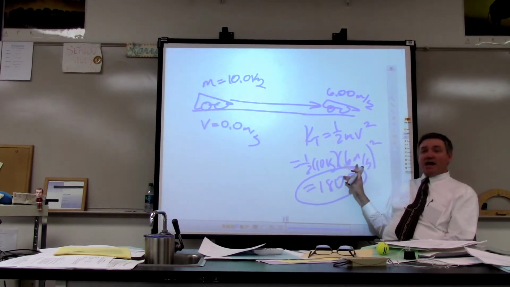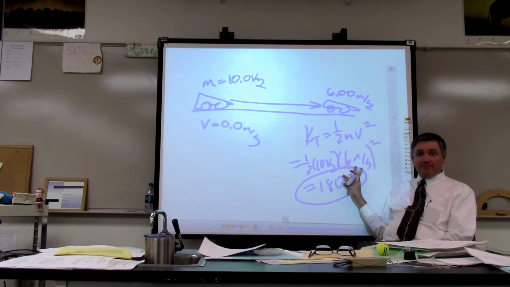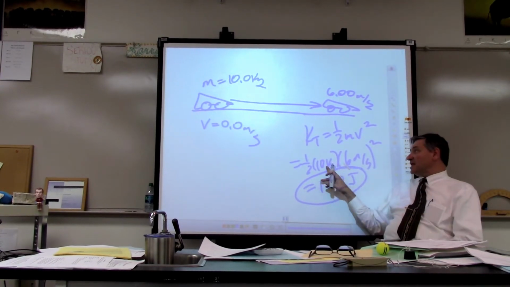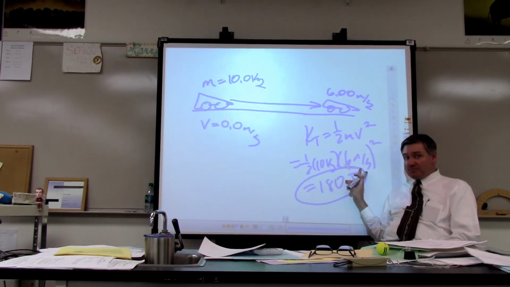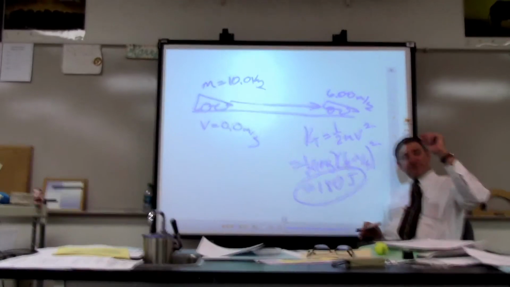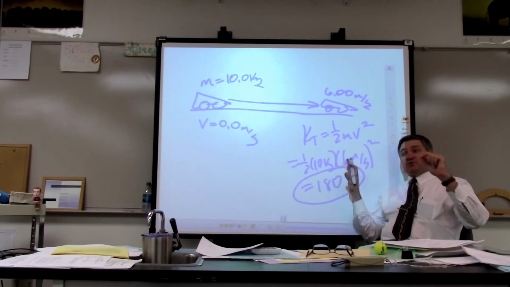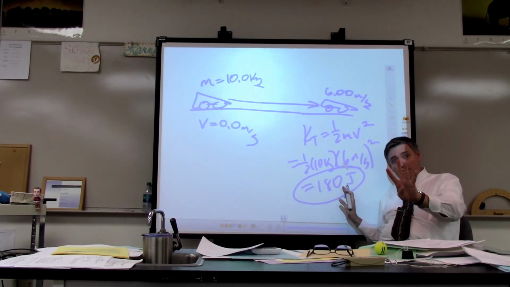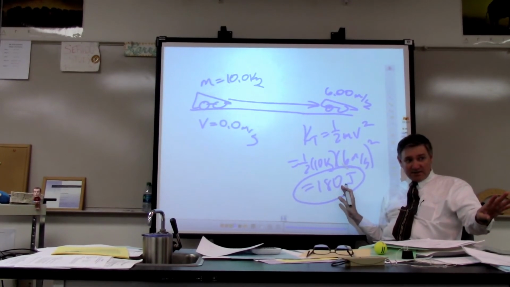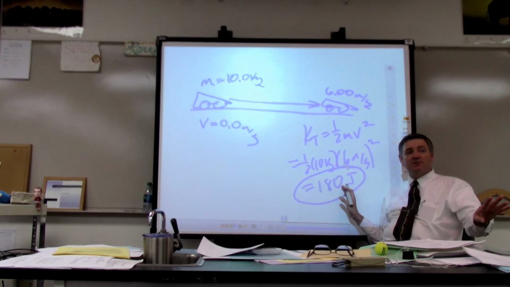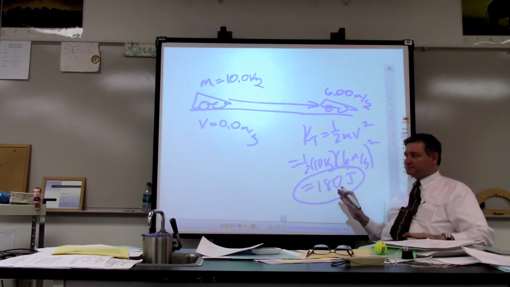Right now I have a momentum of 60. If I double the velocity to 12, my momentum just doubles, because momentum is just mass times velocity. So if you double velocity, you just double momentum. But if you double velocity, you quadruple the kinetic energy. No, I was asking about the momentum.